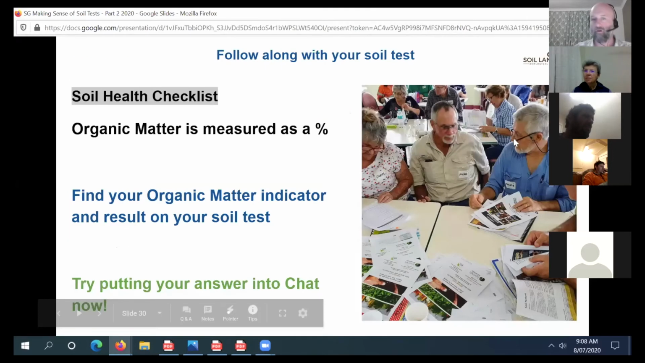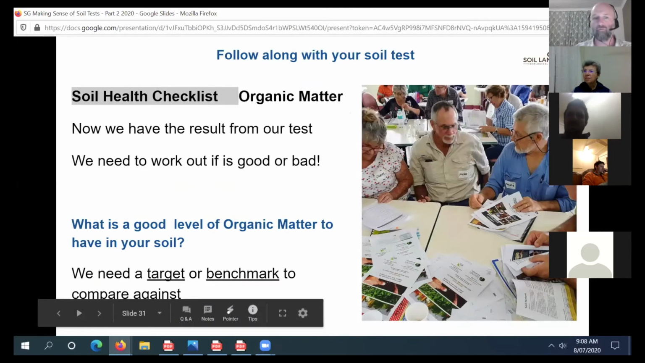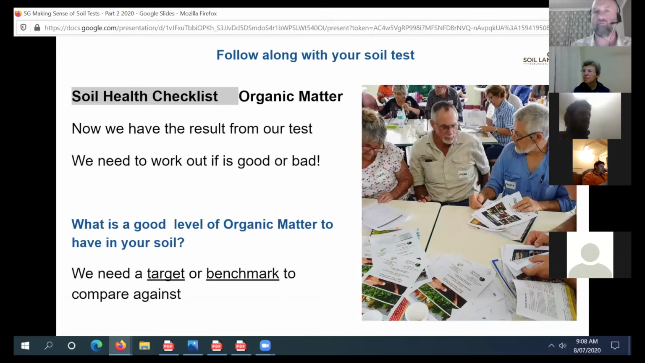So we've got it. You guys have all found your results. And so this is the key question: what is the good level? And the key thing is, don't always go just on the test results. This is the tricky part of using a soil test, trying to get a benchmark to aim for that's relevant for my enterprise in my climate. That's sometimes a little bit tricky, but you do need to have a target.